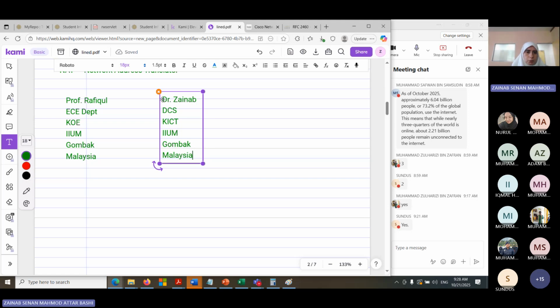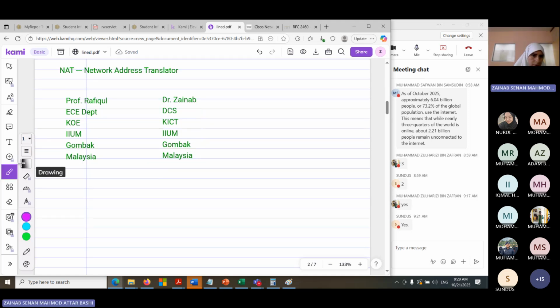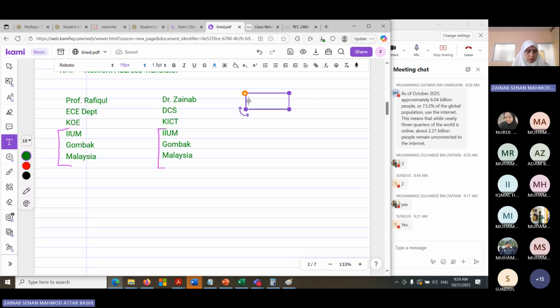Looking at this, are we in the same location or different location? Are we in the same campus or different campus? Same campus, right? How do we know that? Looking at this part of our address, it's the same. Now we have some other person, let's say Dr. Adamu. Dr. Adamu is in the Department of Computer Science, KICT, IIUM, Gombak, Malaysia.